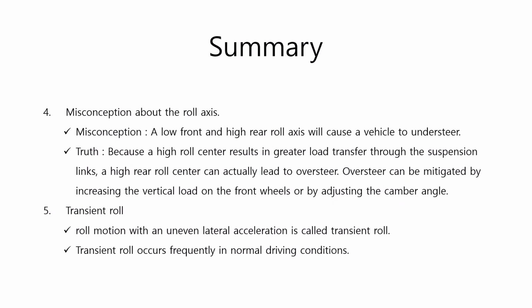There is a misconception about the roll axis. It is a misconception that a low front and high rear roll axis will cause a vehicle to understeer. Because a high roll center results in greater load transfer through the suspension links, a high rear roll center can actually lead to oversteer. Oversteer can be mitigated by increasing the vertical load on the front wheels or by adjusting the camber angle. Transient roll is explained.